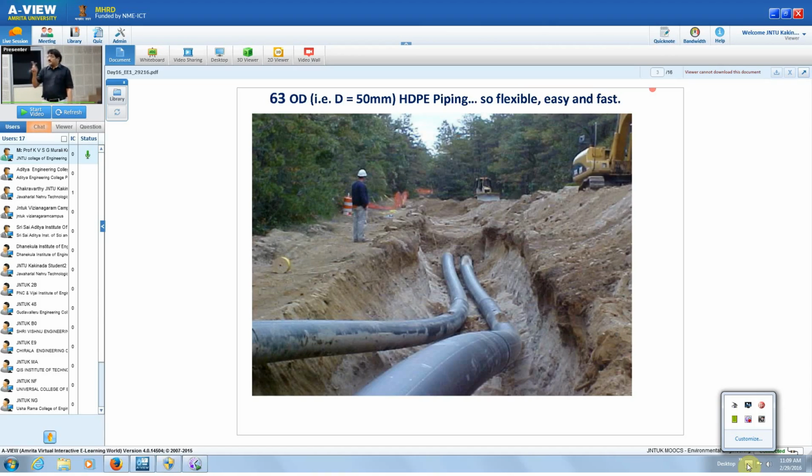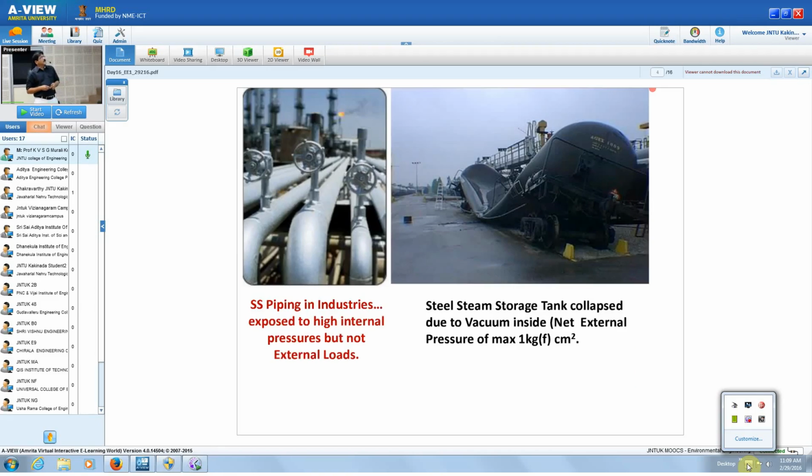So when you design, you have to specify the material also. When you are suggesting a plastic pipe, you should say that the OD, that is outer diameter, should be 63 mm. This is a very small point, maybe not that important, but you should know these things. Next please.